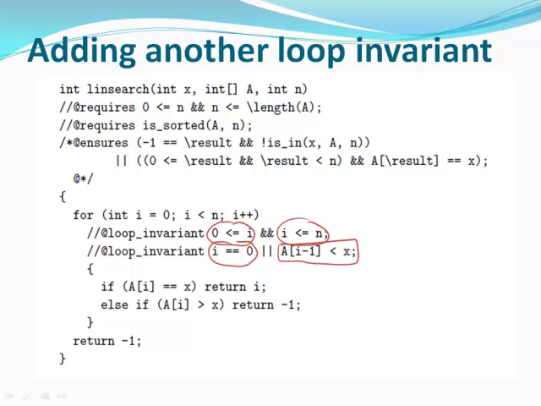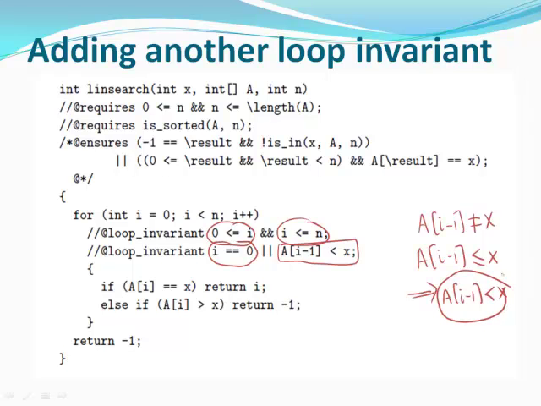Now how do we prove this? If i is equal to 0, that's as you enter the loop. Now if you go through the loop and did not return, that means just before we incremented, a[i-1] is not equal to x, and a[i-1] was not greater than x, otherwise we would have returned, so it's less than or equal to x. So this implies that a[i-1] is strictly less than x. So we prove that the loop invariant is true there. So this loop invariant satisfies that i is equal to 0 or a[i-1] is less than x.